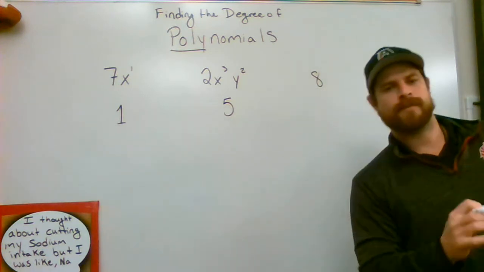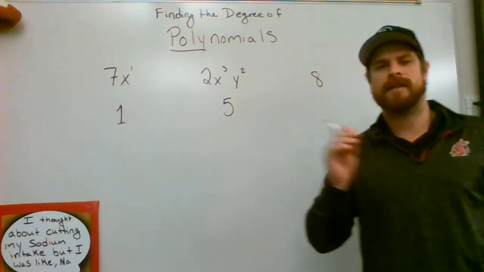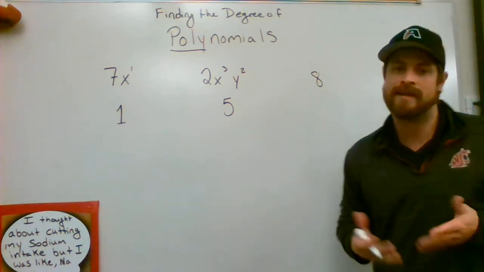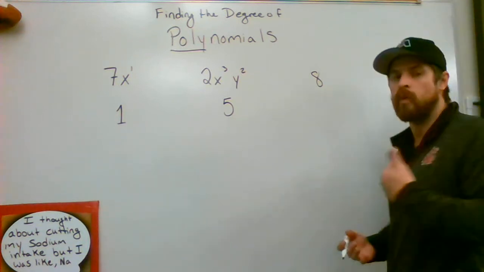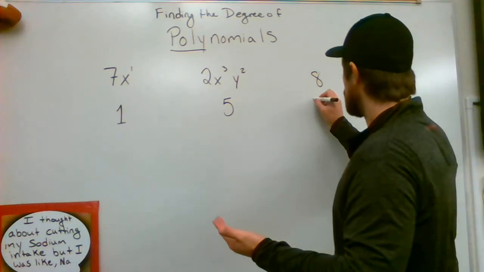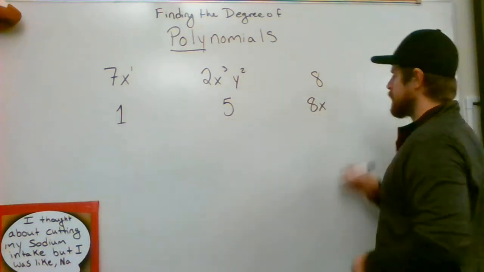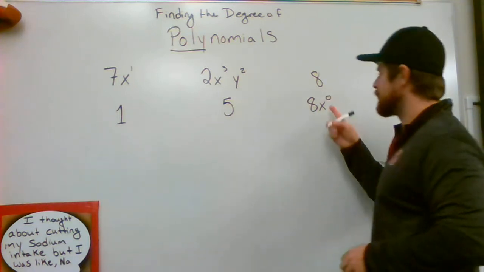And last but not least, we have 8. Now, this is where kids will get stuck. A lot of kids will want to say the degree here is 1. It is not 1 because I don't have a variable. If I were to have a variable with 8, it would be 8x. But the only way that I could write that down is if this was to the power of 0.